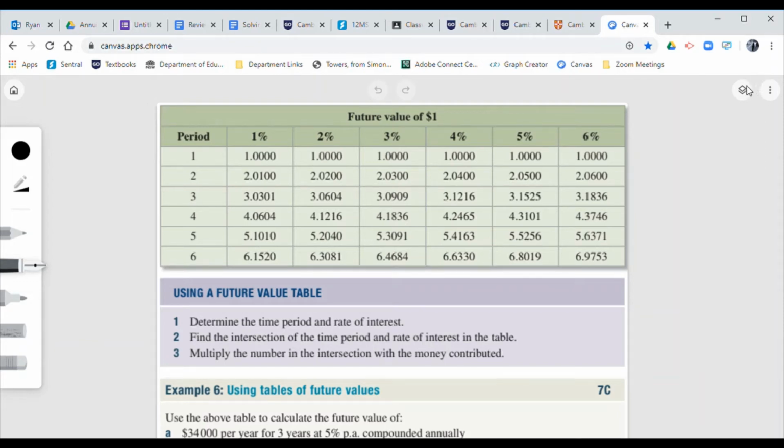Hey, year 12s. So I turn my mic on there. I'm going to take up one of the future value examples.